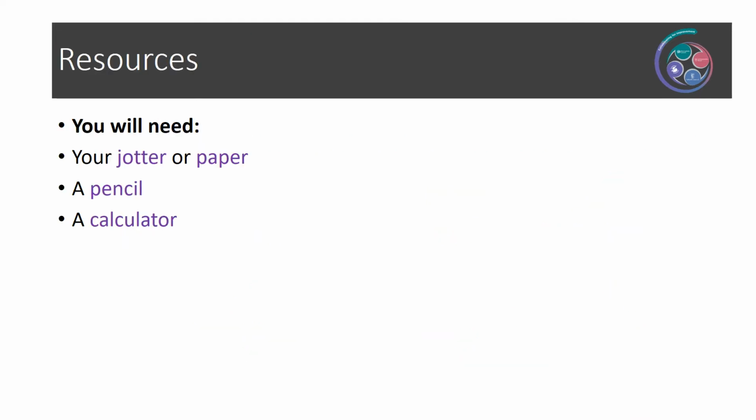Things that you'll need for this lesson. You will need either something to write on, be it a jotter or some paper. You'll need something to write with, so a pencil or a pen. And you'll also need a calculator. You may want to use the calculator that you use in school, or if you've not got that to hand or you don't know where it is, then use the calculator on your phone, okay?